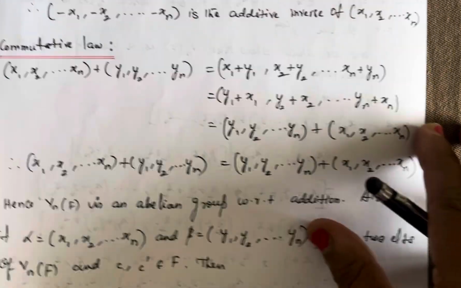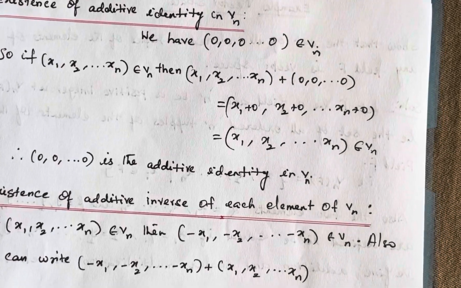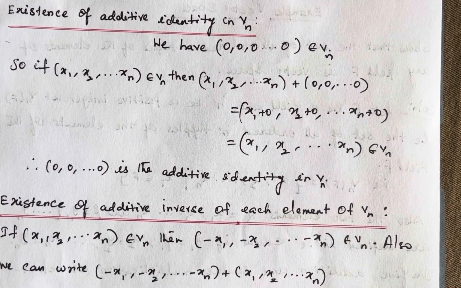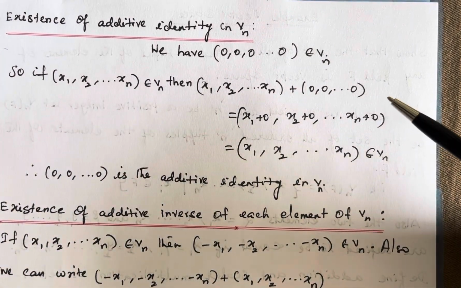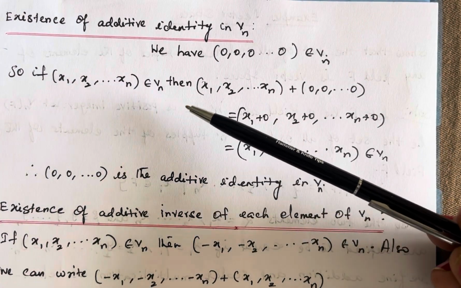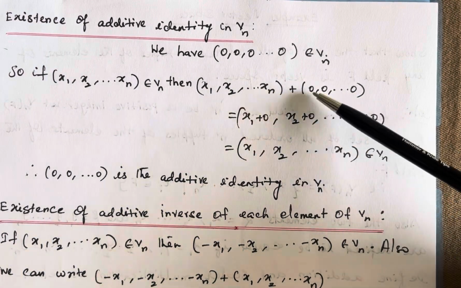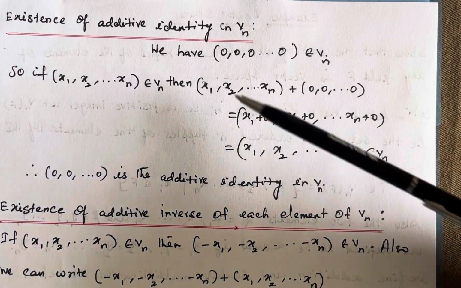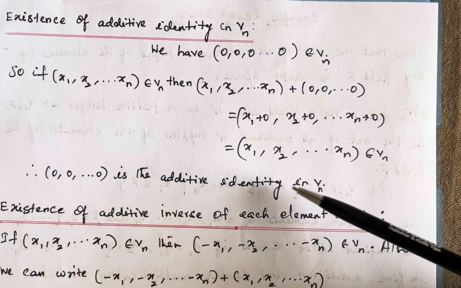And then next is going to be the existence of identity in Vn. So let us see what the identity element in Vn is. So we have 0, 0, etc., 0, which is also an element that belongs to Vn because it has n components. We can always express that. And then if I take another element x1, x2, etc., xn belonging to Vn, then if I add x1, x2, xn with 0, 0, etc., 0, I get x1 plus 0, x2 plus 0, xn plus 0, that is nothing but x1, x2, etc., xn. So from this we are able to prove that 0, 0, etc., 0 is the additive identity in Vn.